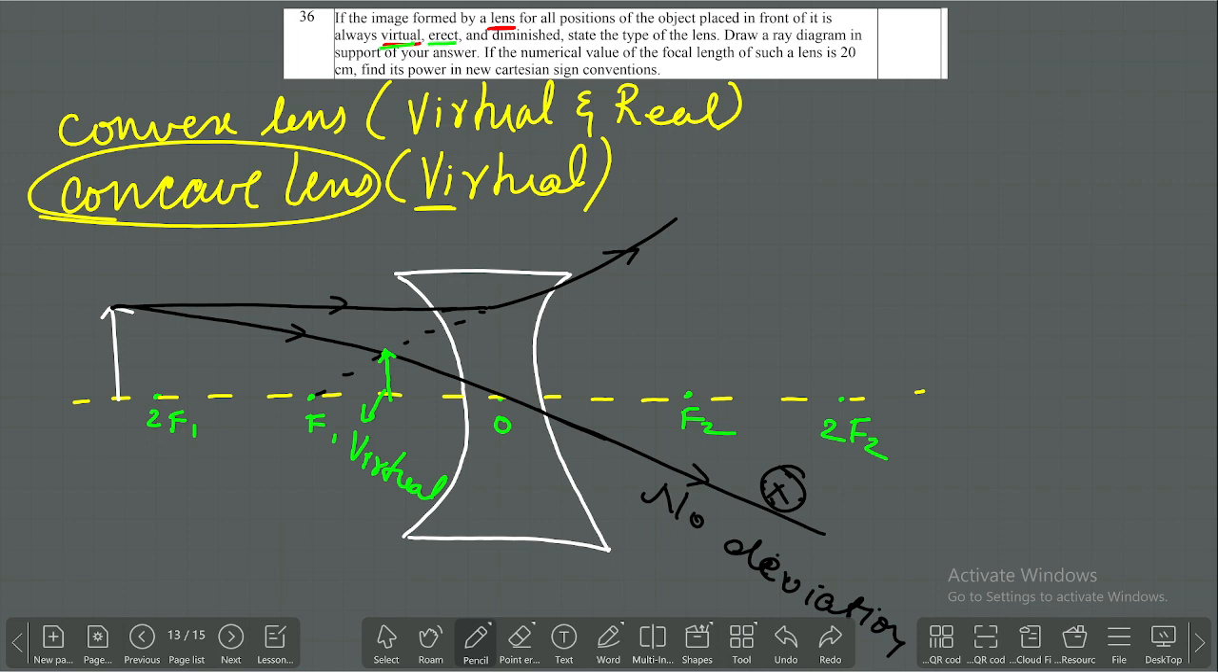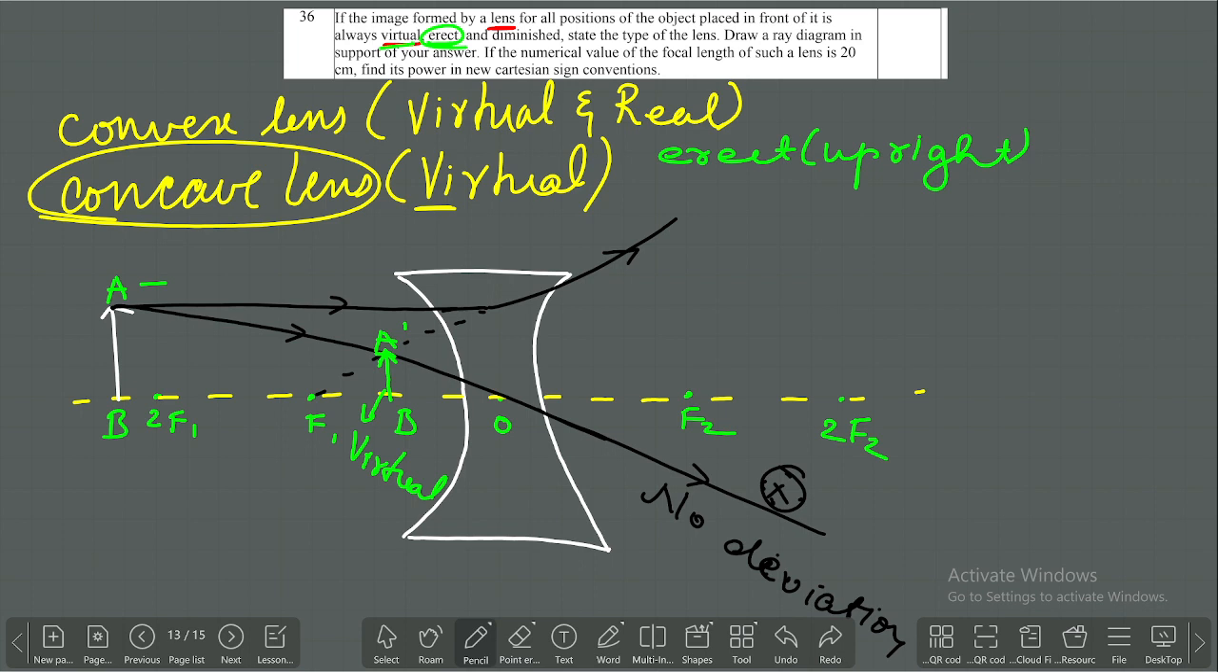So what is the meaning of the word erect? This is the head of the object and this is the tail, and this is the head of the image and this is the tail. If the head of both object and image is located in the same direction, only those types of images are called an erect image. In some rare cases, instead of the word erect they can also use the word upright. Both have the same meaning.